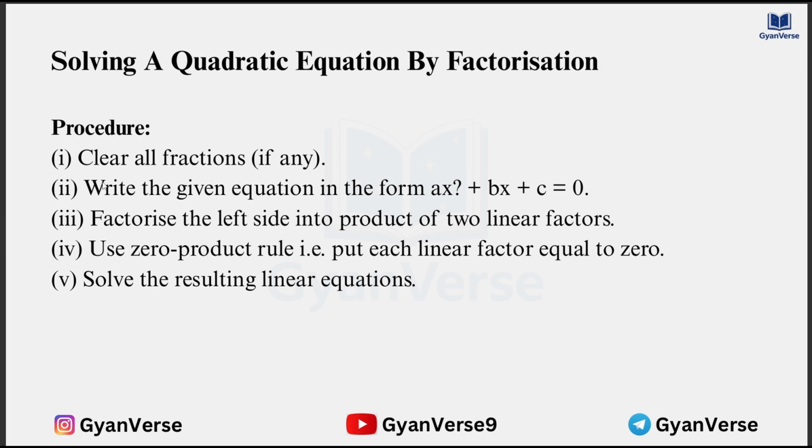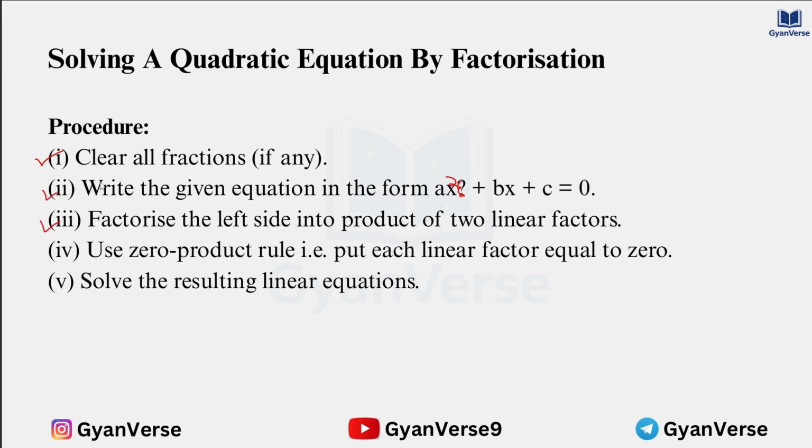The first step is clear all fractions. If the equation is written in the form of fraction, then you have to remove all the fractions by taking LCM, cross multiplying, make it in the linear form. Next thing what you have to do is write the quadratic equation in the form of ax square plus bx plus c equals to 0. Once you have done this, then you have to factorize, or you can say you have to form linear factors, two linear factors. I will show you in the question how you have to do this.